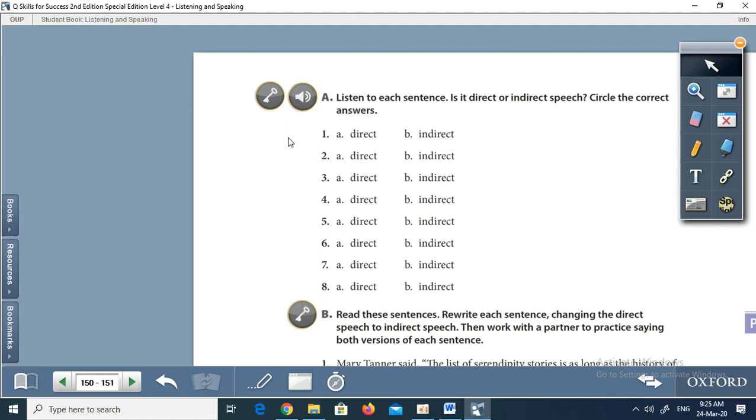If you have any problems, pause the video and go back to the notes on direct and indirect speech so that you can clarify which one is direct speech and which one is indirect speech. Let us start.